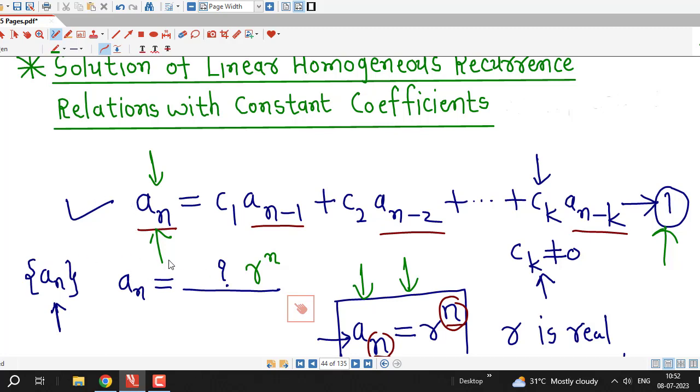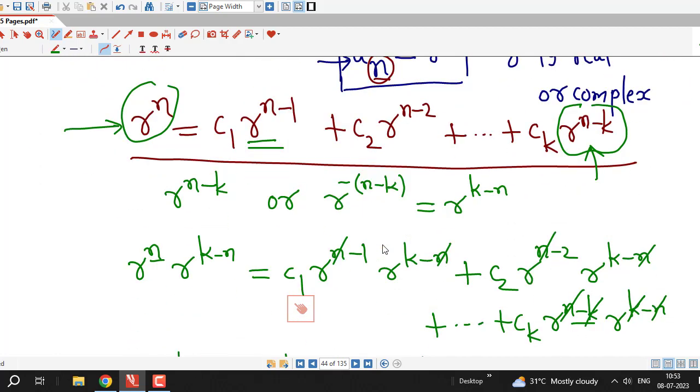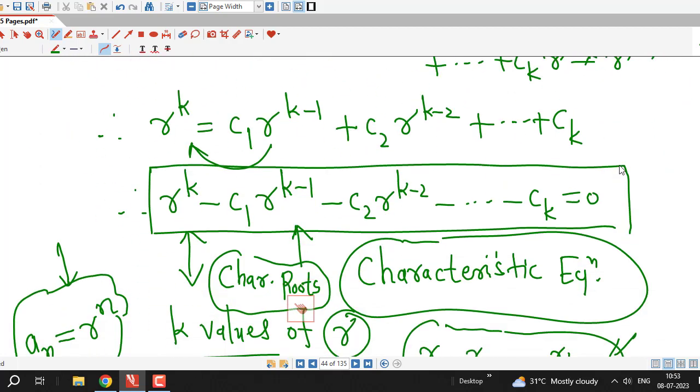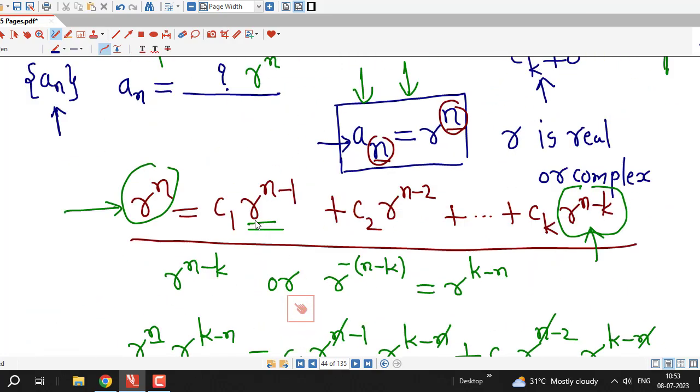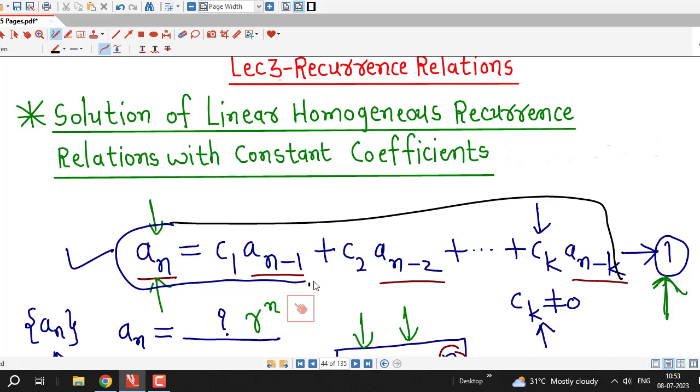We assume that an equal to r raised to n is a solution of this recurrence relation, and we find that an equal to r raised to n is a solution of the recurrence relation if r is a solution of the characteristic equation. So what we have to do every time we have a linear homogeneous recurrence relation is write down the characteristic equation corresponding to the given recurrence relation, and then solve that characteristic equation.